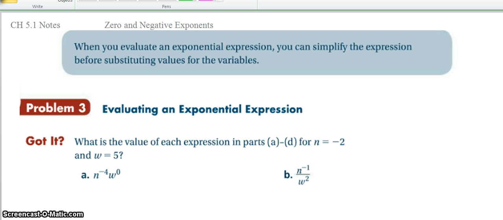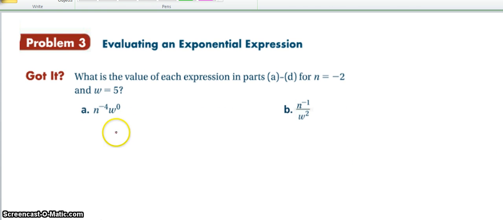Like it says right up top here, when we evaluate an exponential expression, we want to simplify the expression before we substitute any values. So our expression down here involves a negative exponent, so we know that needs to have something done with it. So the w to the 0, well, anything to the 0 is going to be 1, but we might as well wait until w goes in as 5. But the n to the negative 4 right now should go in the denominator, so w to the 0 is on top, and n is now to the positive 4.